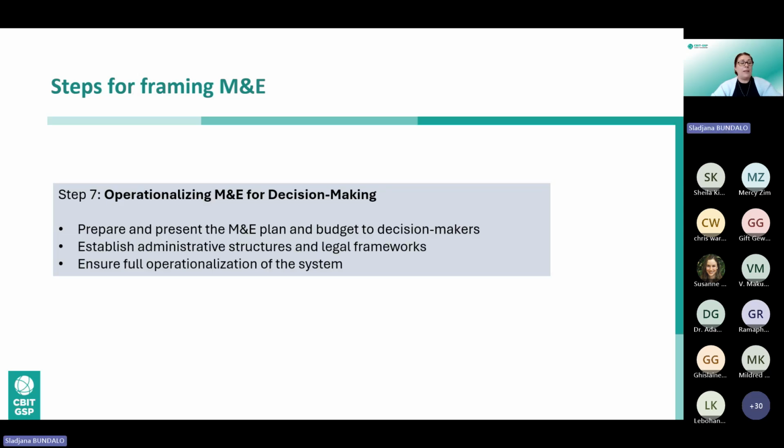And very difficult at the end is to operationalize, make functional the monitoring and evaluation system, and make it serve for informed decision-making. So here we move from design to action. At this point, we prepare and present the M&E plan and also budget for the decision makers. So here it is also important to inform and establish administrative structure and legal basis for implementation of your adaptation actions, measures, policies, etc. So this step ensures that the M&E system is not just a concept, but actually a functioning tool that supports real-time decision-making and long-term adaptation planning.